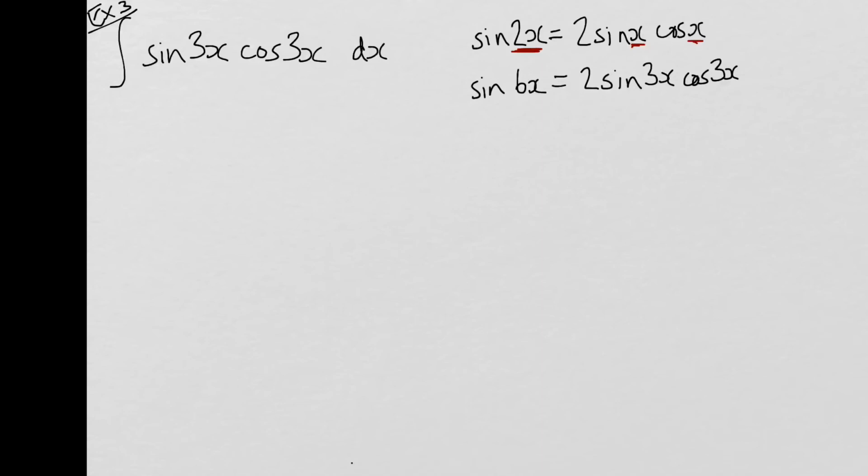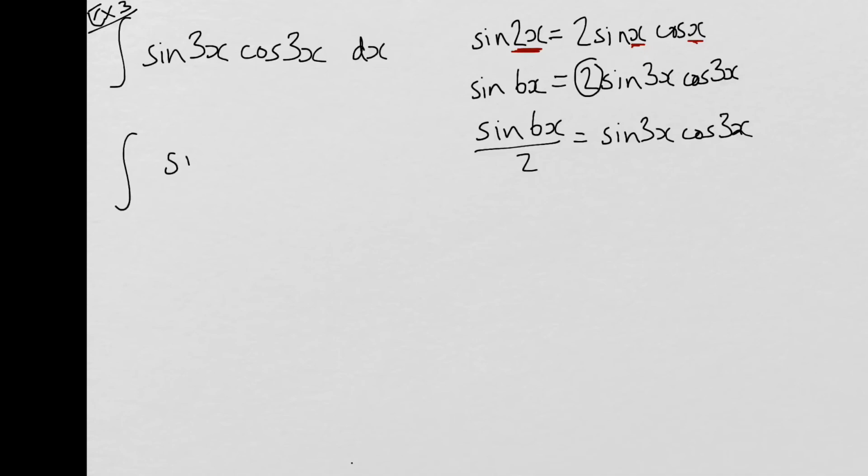Still not quite what I want. I still only want to have that sine of 3x cosine of 3x. So I'm going to take this 2 and move it to the other side by dividing. So sine of 6x all over 2 gives me that sine of 3x cosine of 3x. So popping that into here, integrating sine of 6x over 2 with respect to x.